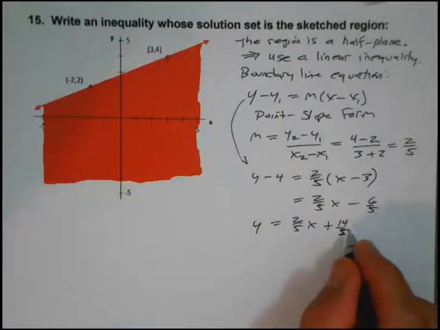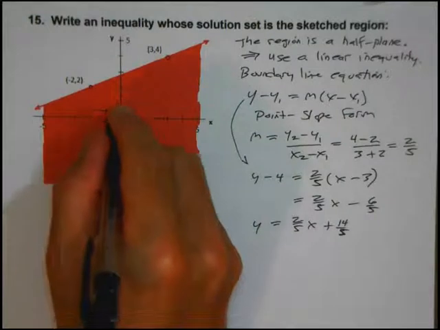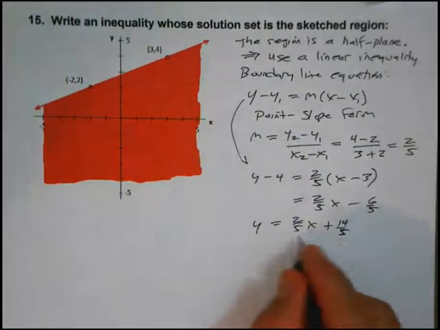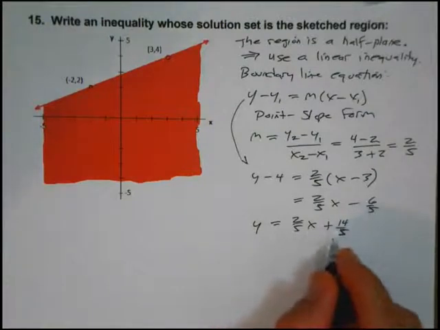Is that consistent with the graph? 1, 2, and about 4/5. This does look pretty good. Alright, so we're confident with ourselves up to this point.